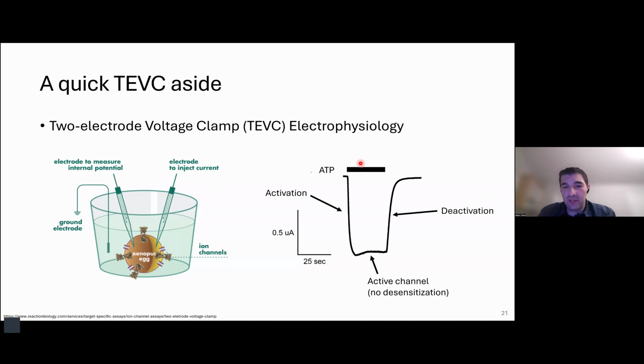And on the right here, we see a classic P2X7 current. When we apply ATP, we see a fast activation. While ATP is applied, we see no channel desensitization. And then once we remove ATP, we see a brisk deactivation.